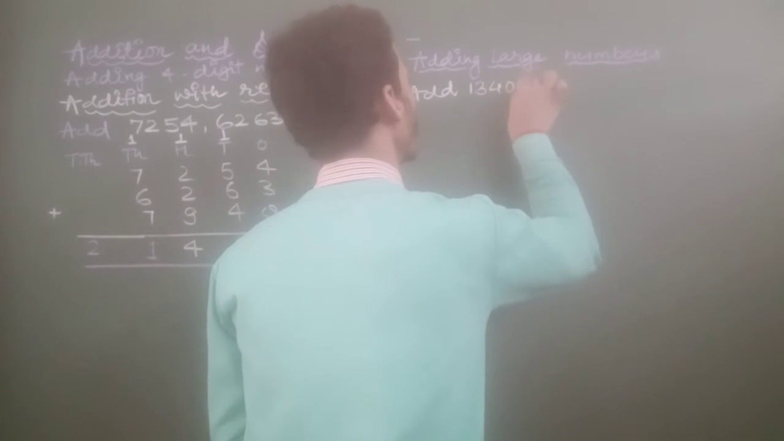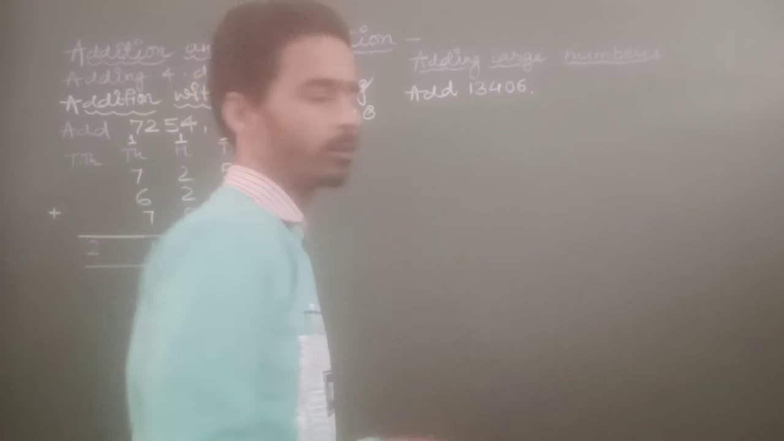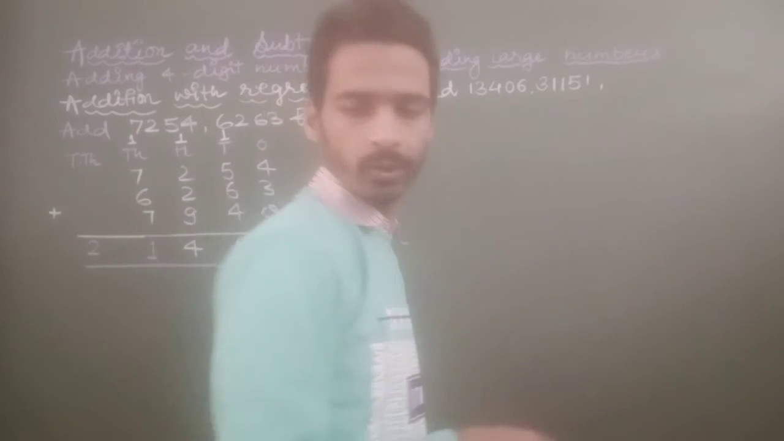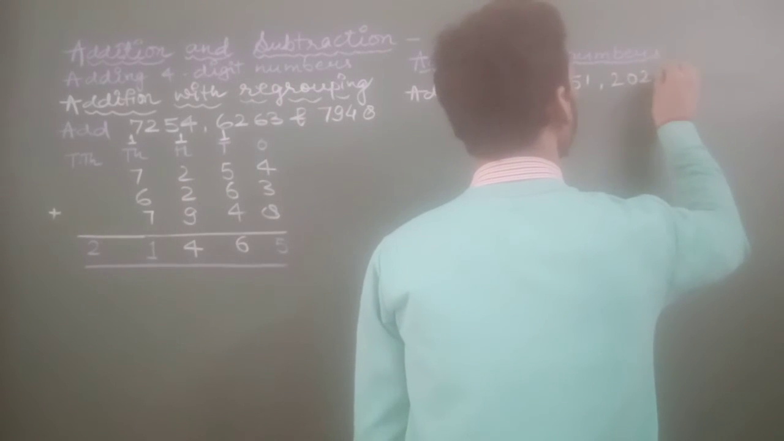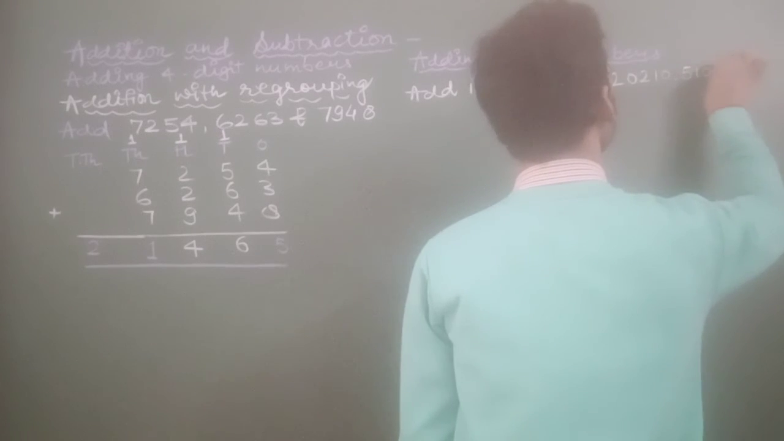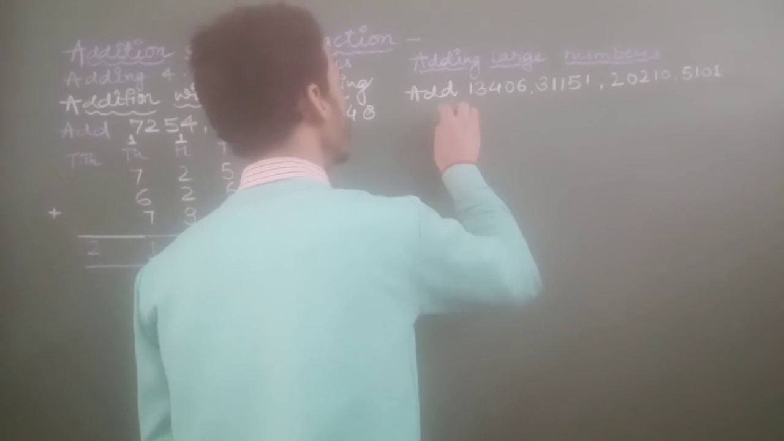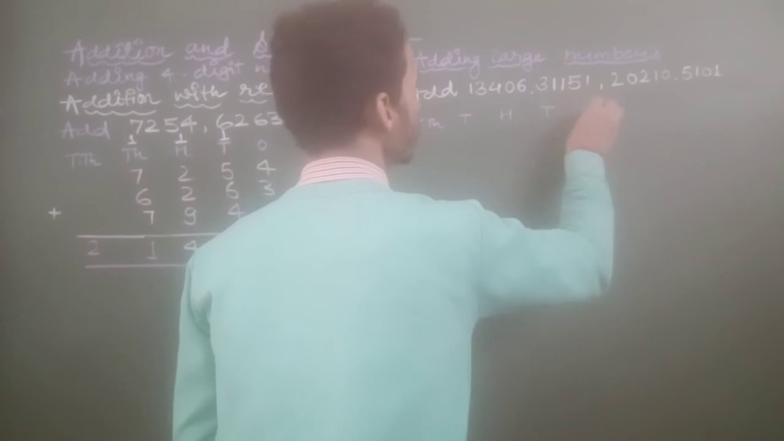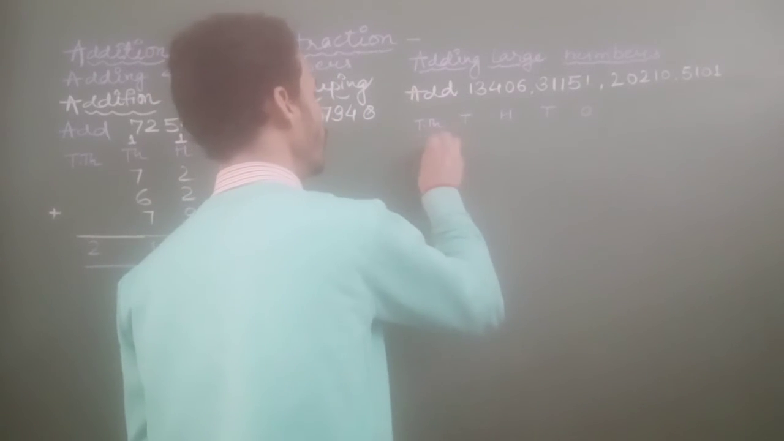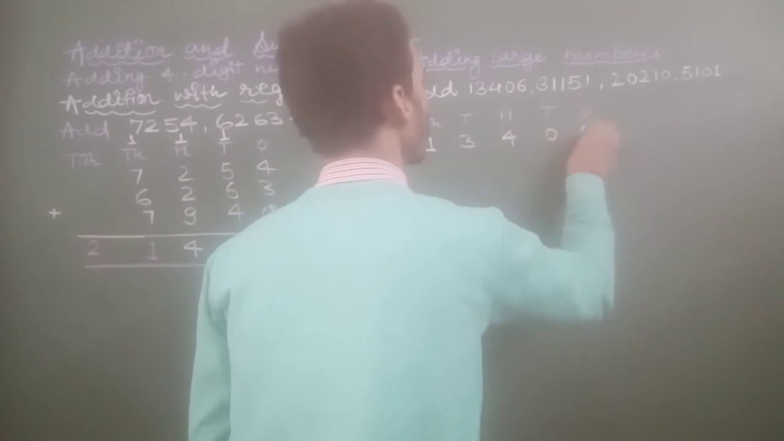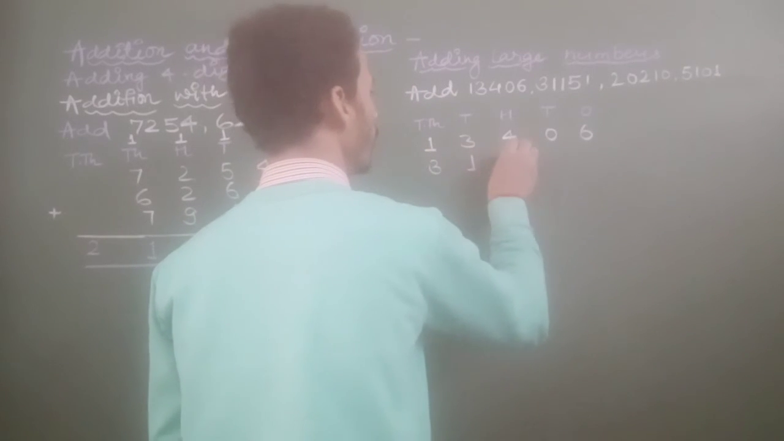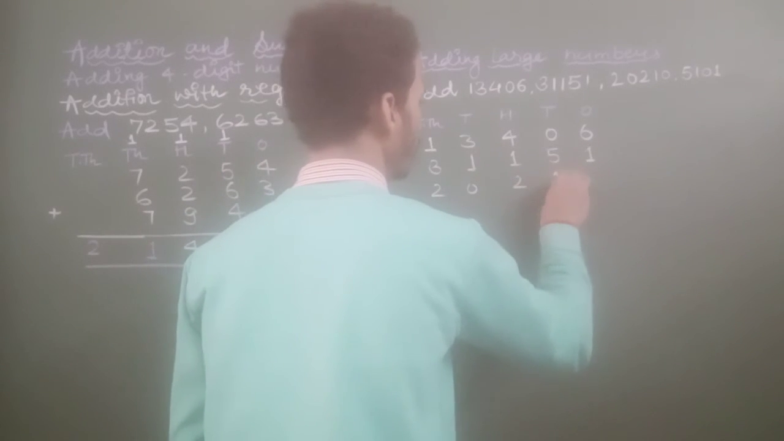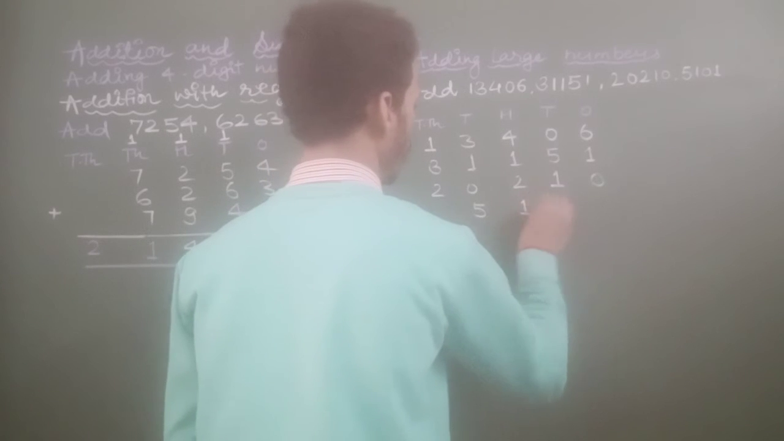Add 13,406, 31,151, 20,210 and 5,101. Write in columns: ten thousands, thousands, hundreds, tens, ones. 13,406, 31,151, 20,210 and 5,101.